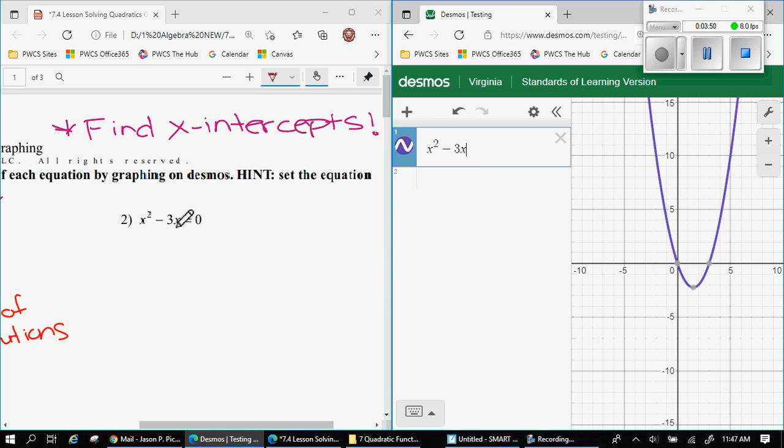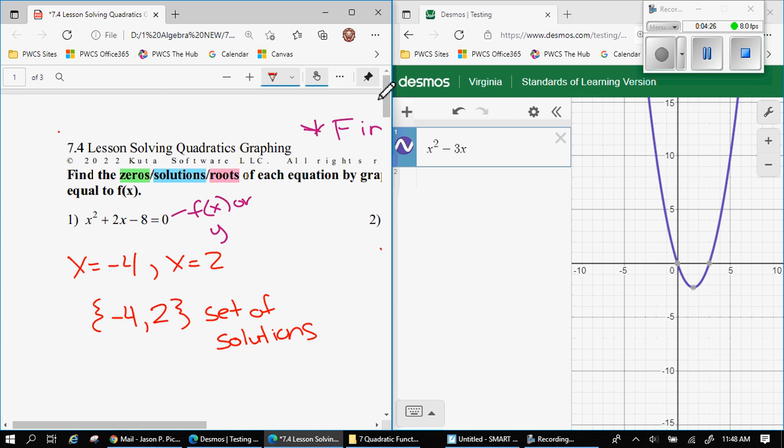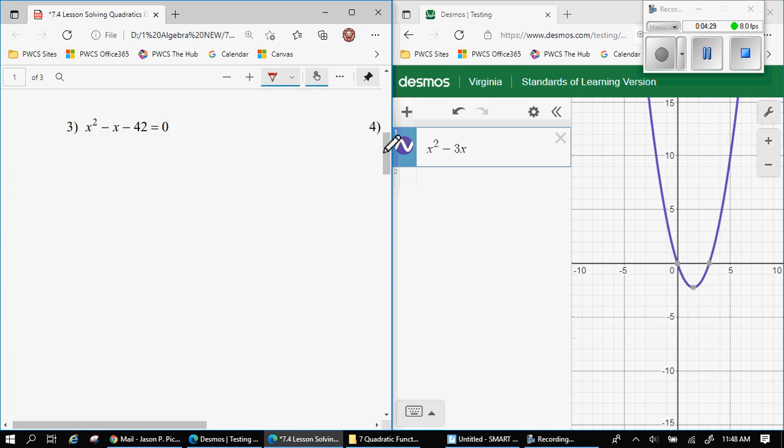So if I graph this one, x squared minus 3x equals 0, I can go look. It crosses at 0, 0, and 3, 0. So our two solutions are x equals 0 and x equals 3. And again, we can write them as a set of solutions. A set is like a math way to say a group. And there it is. So we're just looking for the x-intercepts of our quadratic. Let me do another one.